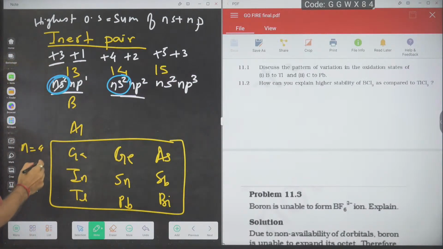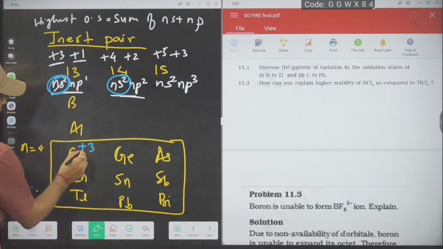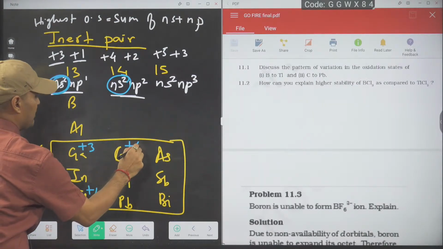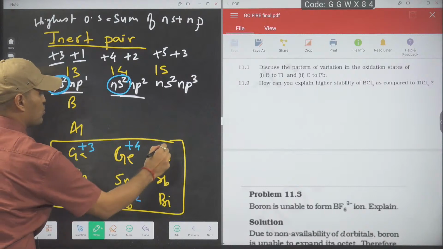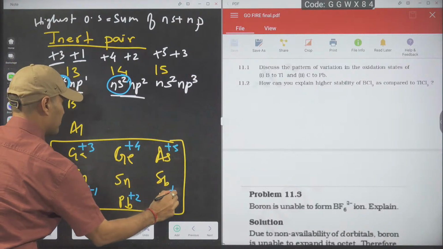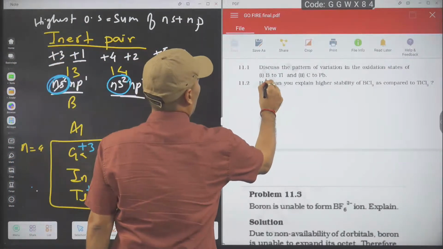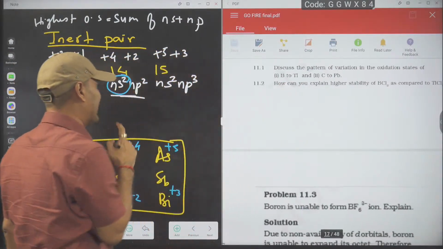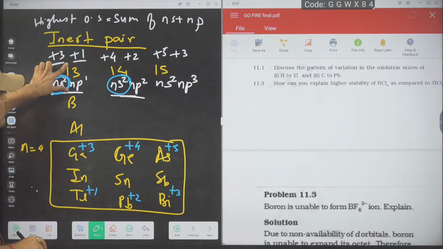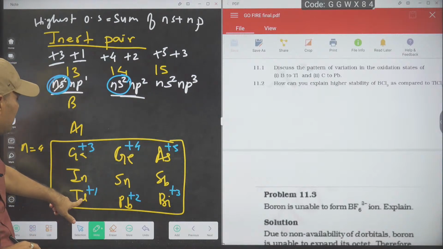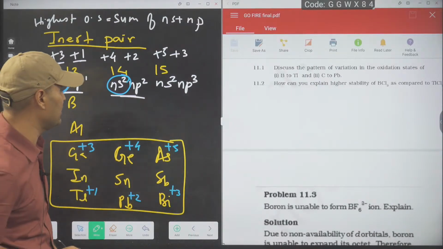So what they say is that the initial element is stable in plus 3, but the last element in plus 1. Here plus 4, but this one in plus 2. This one in plus 5, but bismuth is stable in plus 3. So only from boron to thallium they are talking. So initial elements will be stable in plus 3, but the last element thallium will be stable in plus 1. So similarly you can do.